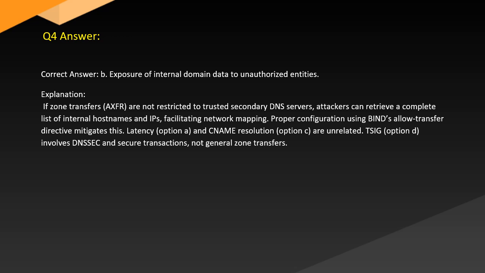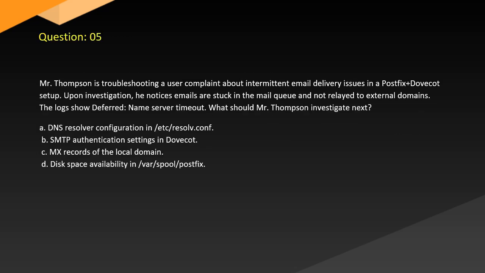Explanation. If zone transfers (AXFR) are not restricted to trusted secondary DNS servers, attackers can retrieve a complete list of internal host names and IPs, facilitating network mapping. Proper configuration using BIND's allow-transfer directive mitigates this. Latency, option A, and CNAME resolution, option C, are unrelated. SIG, option D, involves DNSSEC and secure transactions, not general zone transfers.